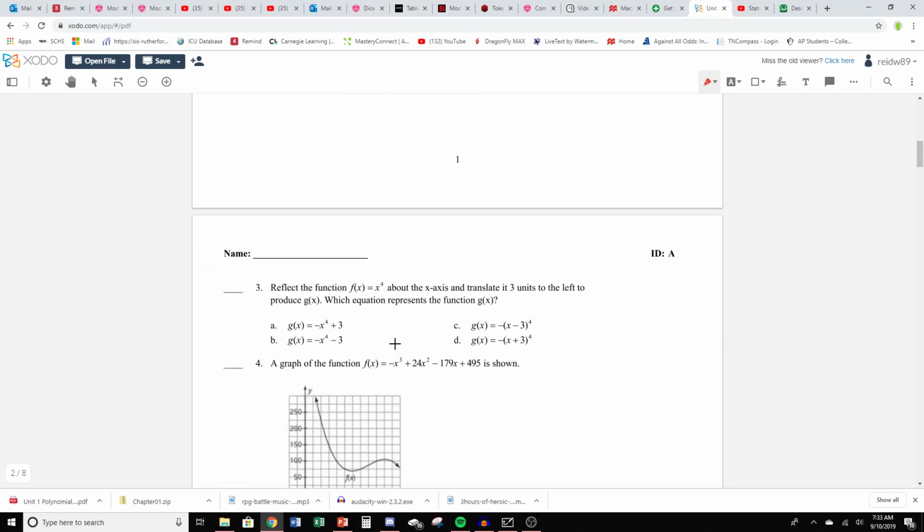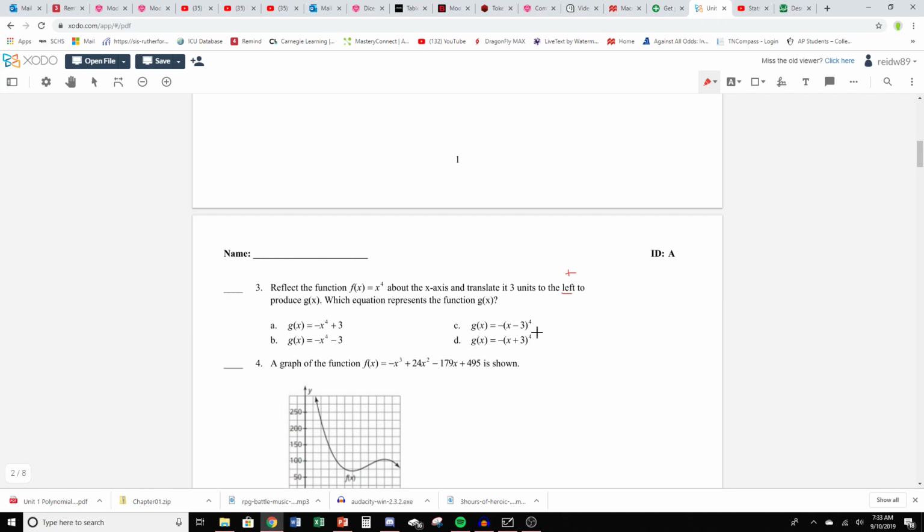All right, next question. Here we're talking about transformations. We practice this quite a bit in class. We want to reflect the function about the x-axis, so that means there's going to be a negative in front of it, and translate it 3 units to the left. So the left means you're adding inside of the parentheses to produce g of x.